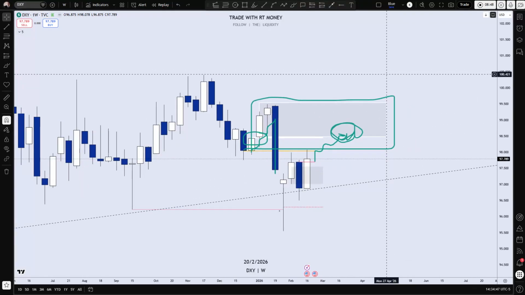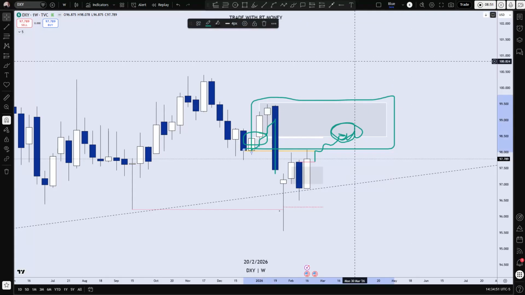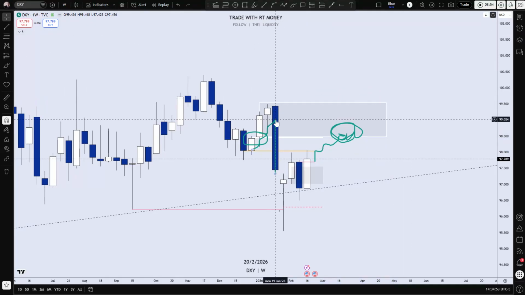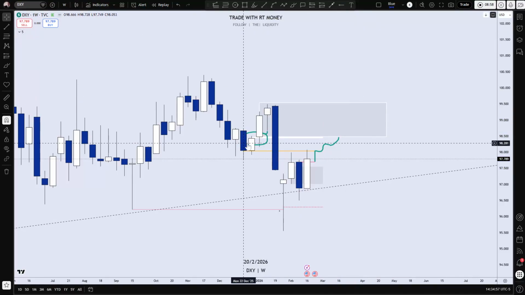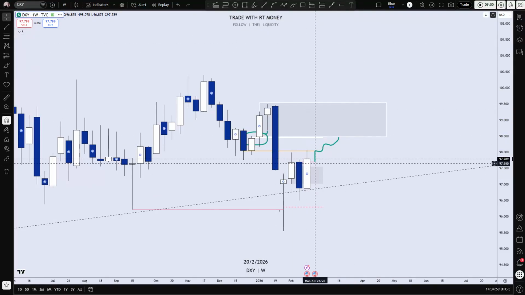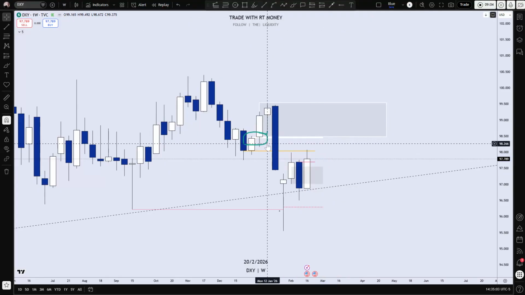If I can get this out of here, I don't know why it won't act right. I got to get somebody to take a look at this thing. I'm having IT issues today.